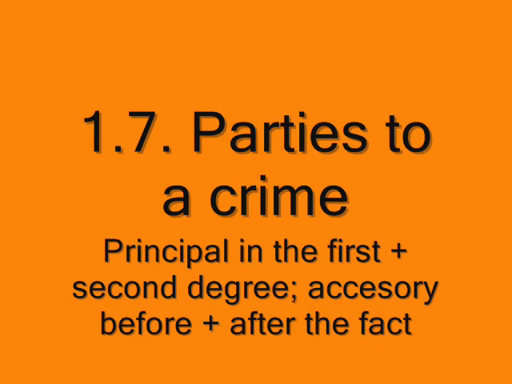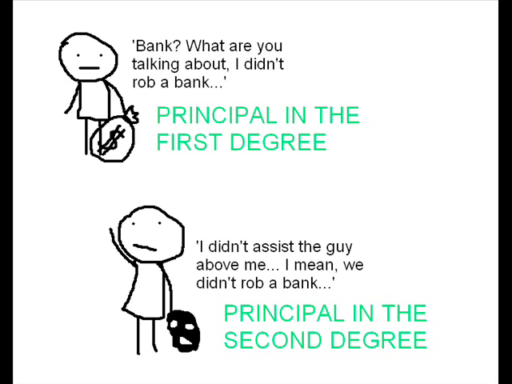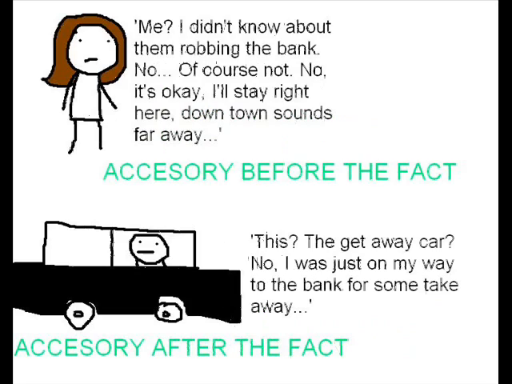So there are several different ways a person can be involved in a crime. They can be a principal in the first degree, which means that they are directly responsible for the crime; a principal in the second degree, which means that they encouraged or assisted the offender in the crime; an accessory before the fact, which means that they were involved in planning the crime; and an accessory after the fact, which means that they assisted the offender after the crime has been committed.